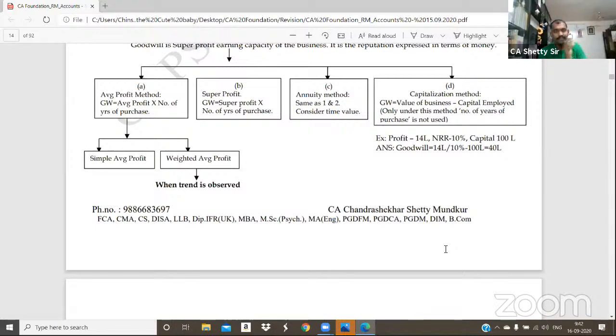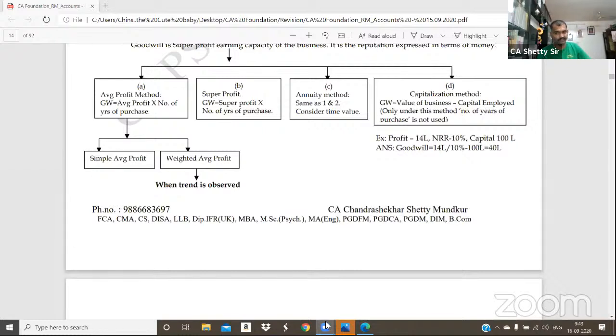Left side, P&L based. See the simplicity of accounts. P&L based. Below that, right? Profits into number of years of purchase. Complete right side.